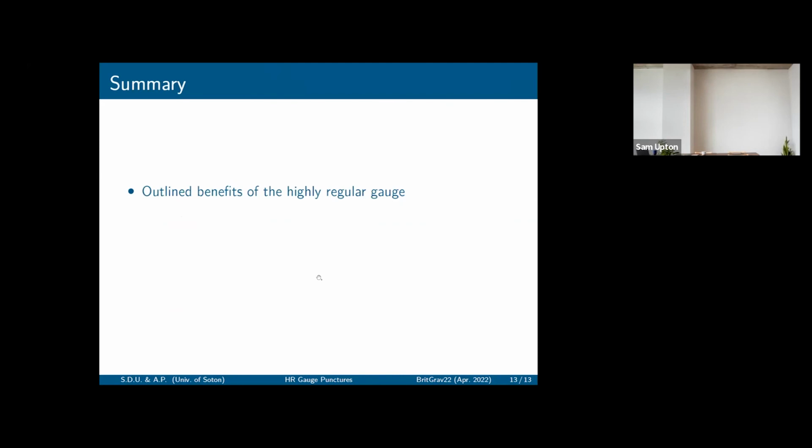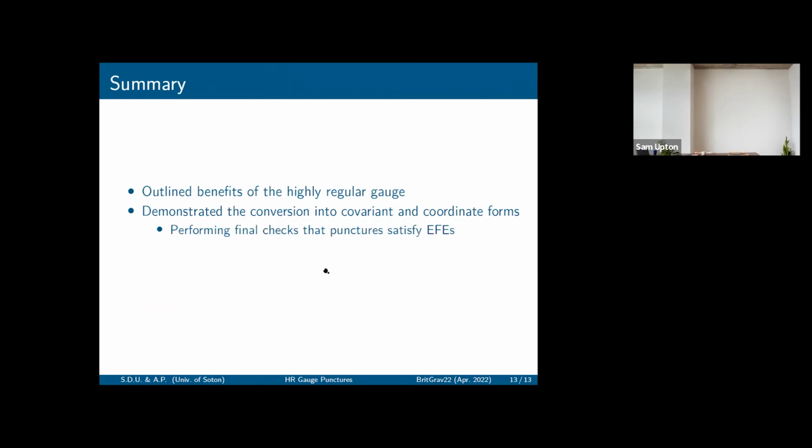So today, I've outlined benefits of the highly regular gauge. I've demonstrated the conversion into covariant and coordinate forms. We're just in the process of checking those. And these expressions will be available online and in an upcoming paper for other people to use. Thank you very much.